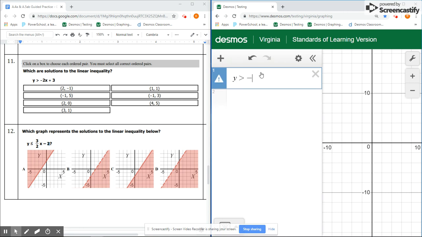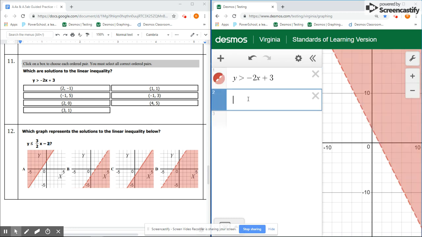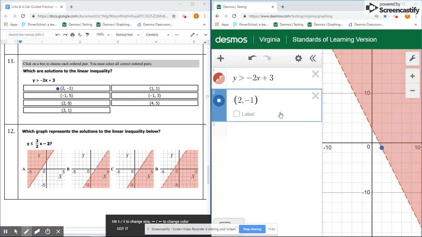Y is greater than -2x plus 3. Okay, and we have all these points. Now, it is easy to check these. I'm going to type in each of these points here. I'm going to start with 2, -1, parentheses 2, comma, -1. Okay, and there's the point. Notice that it is on the line, but that the line is not solid. Okay, we are not equal to here. So this point is not a solution.